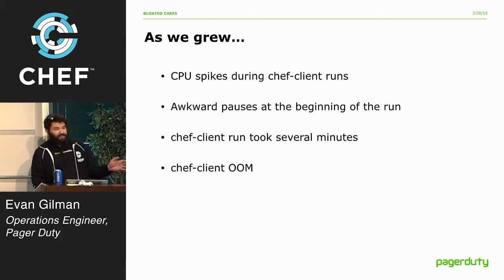And finally, the final nail on our side was chef client just began running out of memory. Sometimes the exception would be thrown by the problem resource or cookbook, but not always. So sometimes it was a little more difficult to track down where the issues were being introduced.